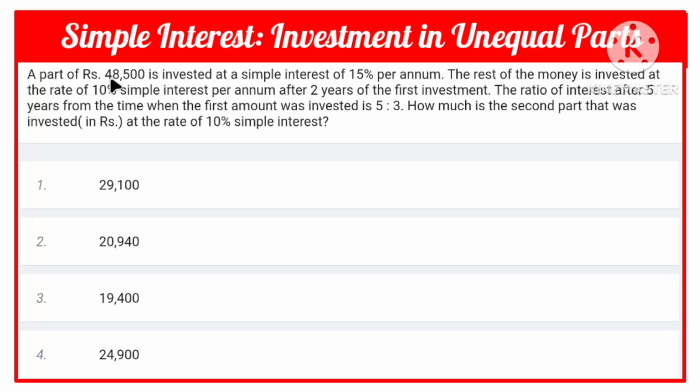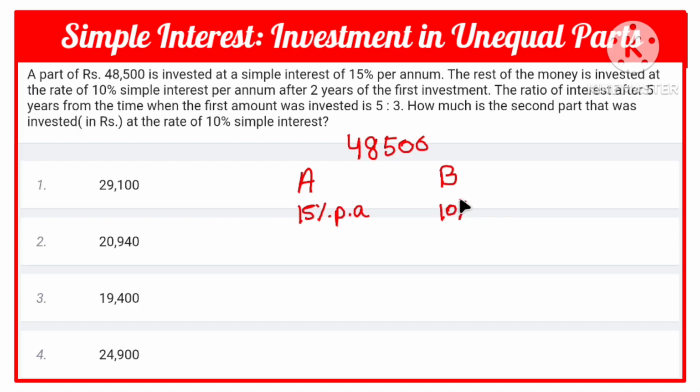Here it is given a part of rupees 48,500 is invested at a simple interest of 15% per annum. That means the total money with a person was 48,500. Out of this money, a certain amount, let it be A, was invested at 15% per annum. Means per year he is getting 15% on this money at simple interest. The rest of the money, whatever is left after this A, let it be B, this money was invested at the rate of 10% per annum.